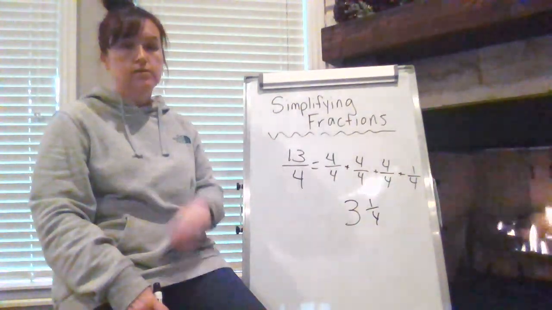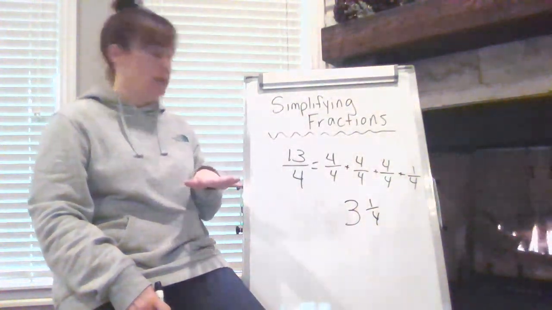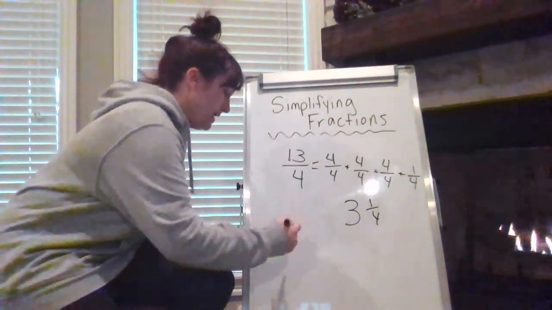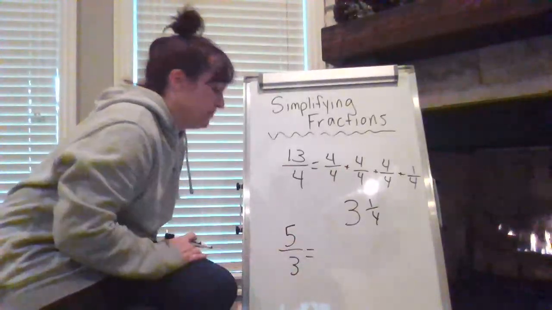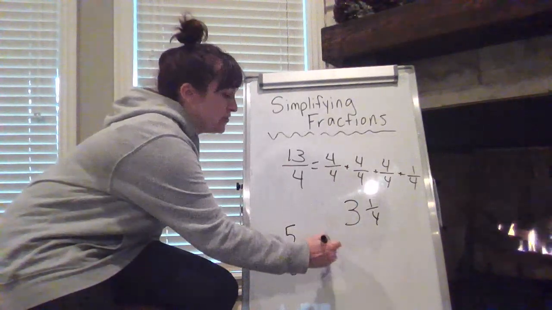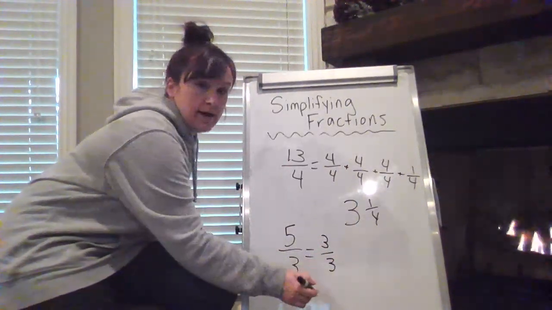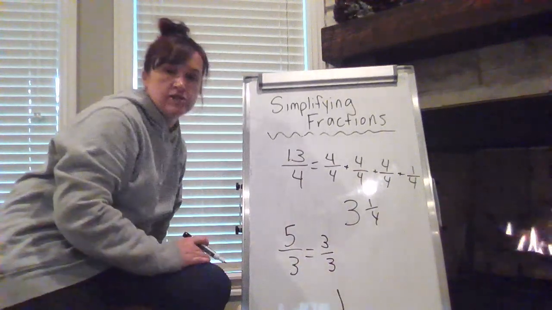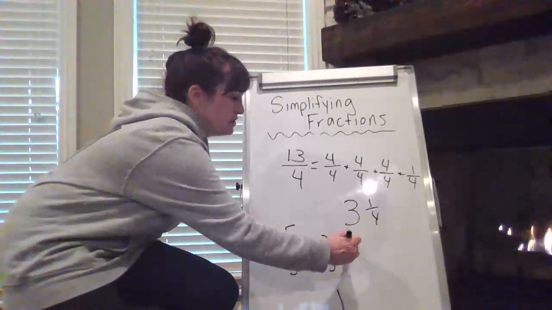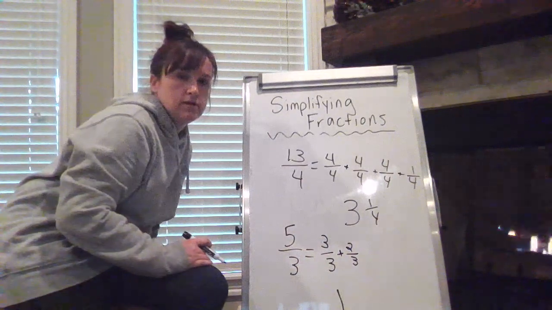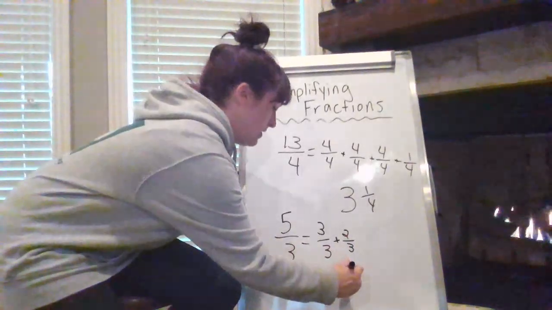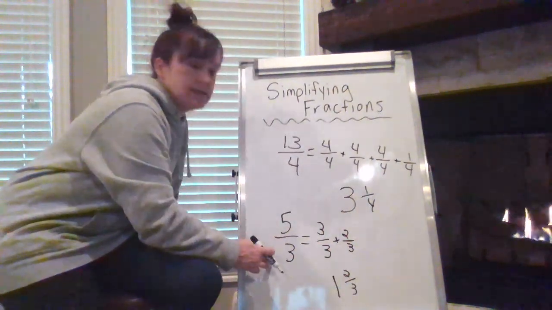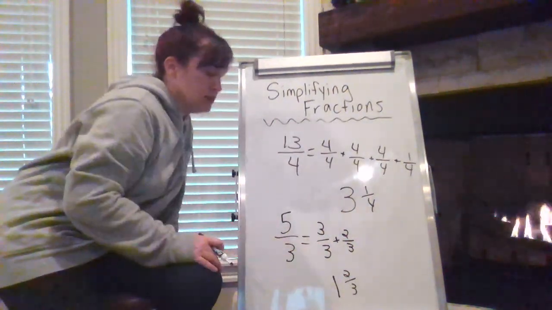Okay? So if we do another one of these, if I have 5/3, I'm going to take away a 3/3. That equals 1, right? And then how much do I have left over? I have 2/3 left over. So I have 1 and 2/3. So 5/3 is the same as 1 and 2/3.